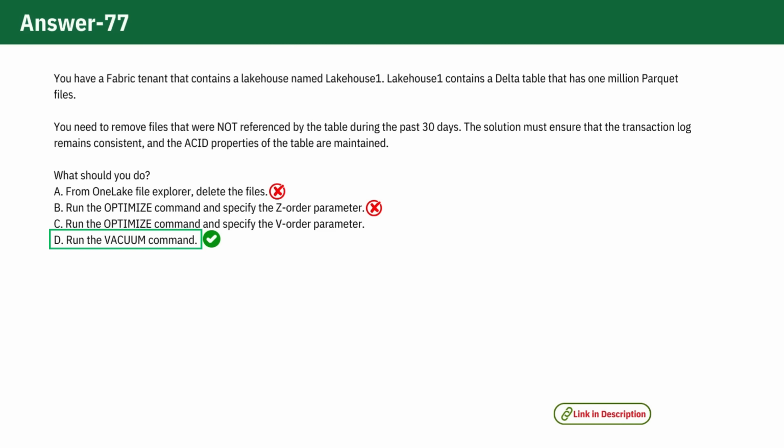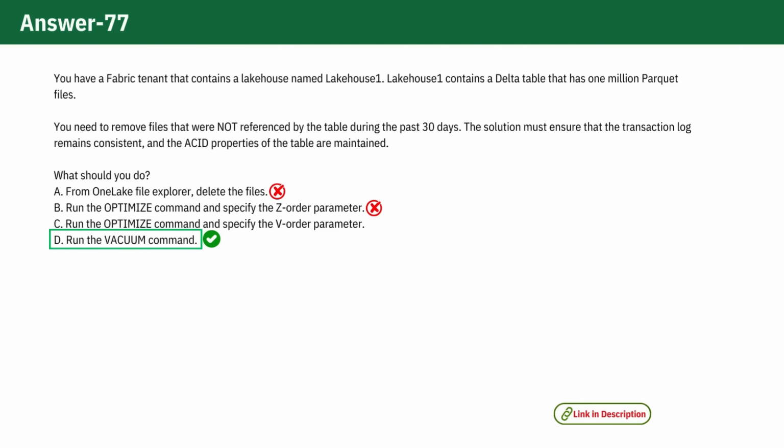Option C is incorrect because, similar to zorder, the vorder parameter in the optimize command is also focused on optimizing the data layout, but it does not handle the removal of unreferenced files. It reorganizes data for query performance, but does not address file cleanup. Feel free to pause the video and take a moment to read about the table maintenance operations if you'd like.